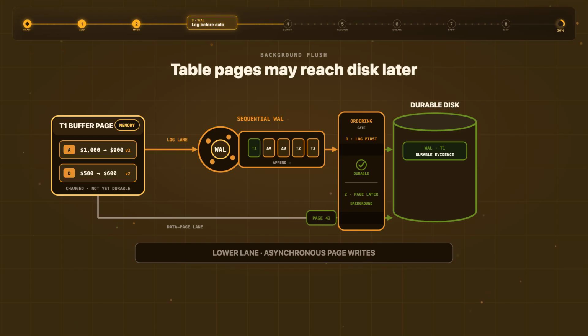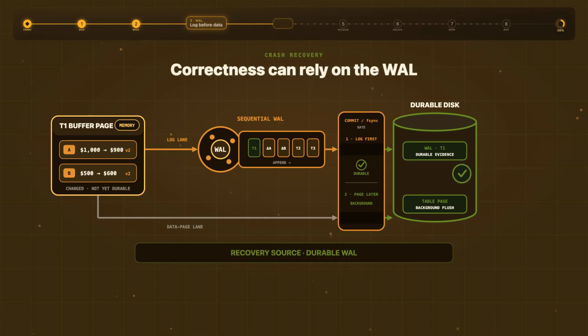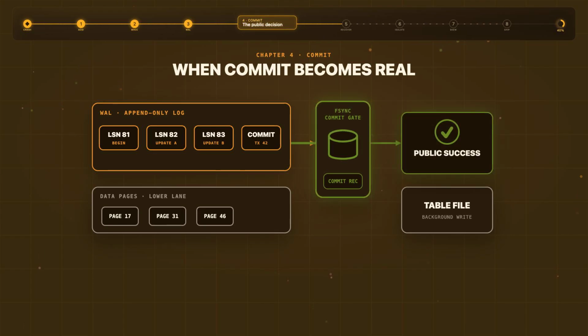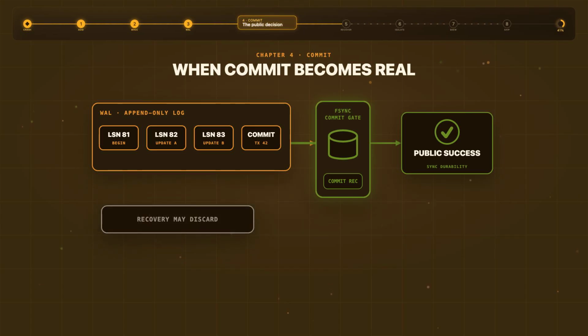The data pages can now be written in the background. They may reach storage before or after nearby transactions. Correctness no longer depends on those pages being perfectly synchronized at every instant because recovery has the log. So what does commit actually do? At a high level, the database appends a commit record to the transaction log and makes the required log records durable. Only then can it safely tell the client that the transaction committed, assuming fully synchronous durability settings. That durable commit record is the line between "recovery may discard this" and "recovery must preserve this."